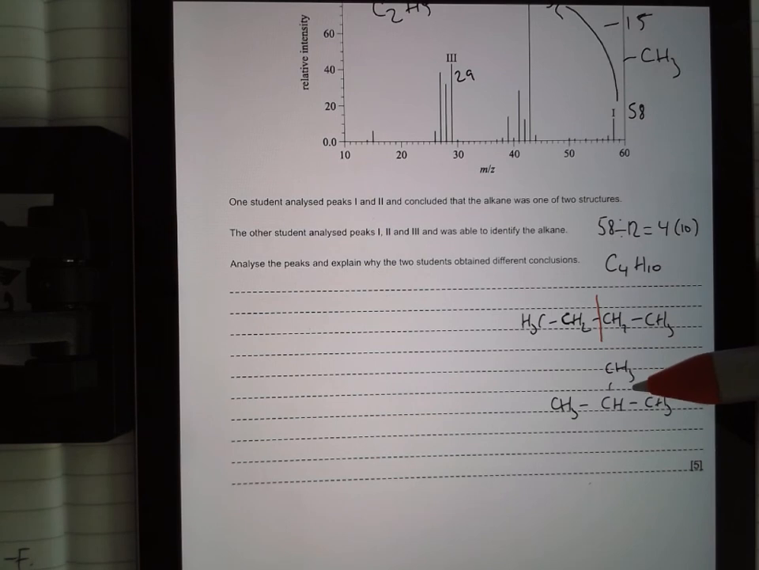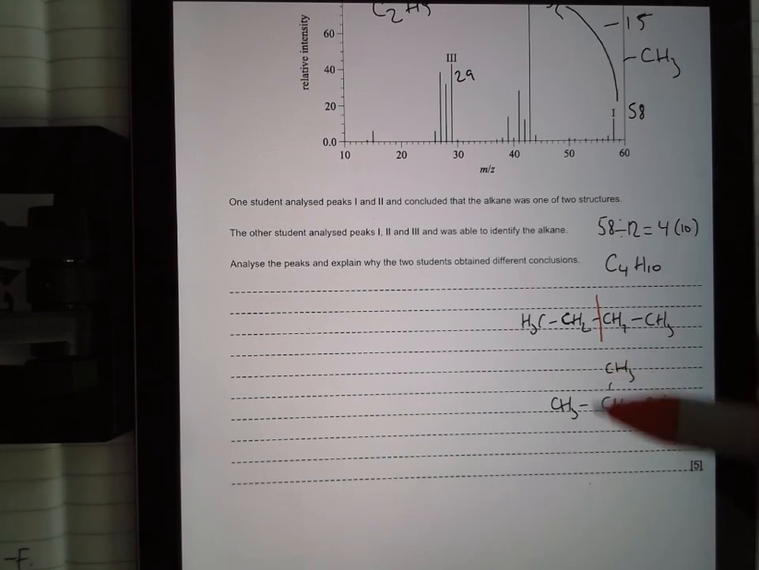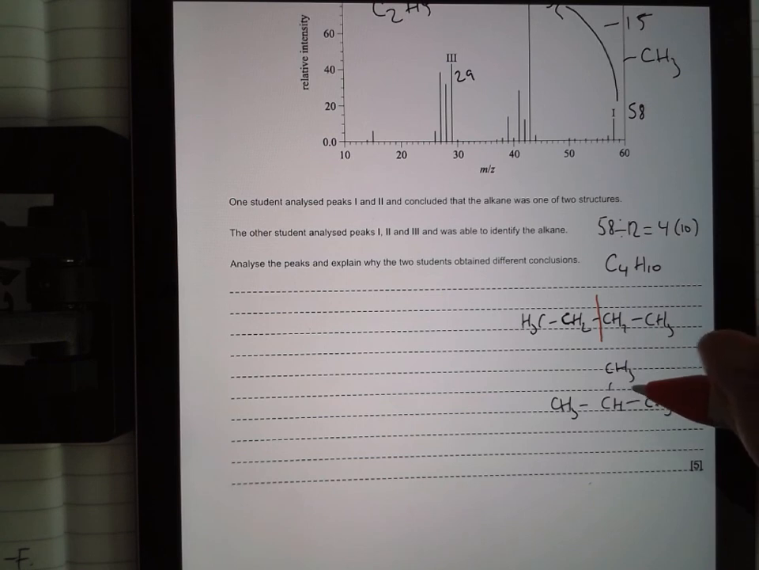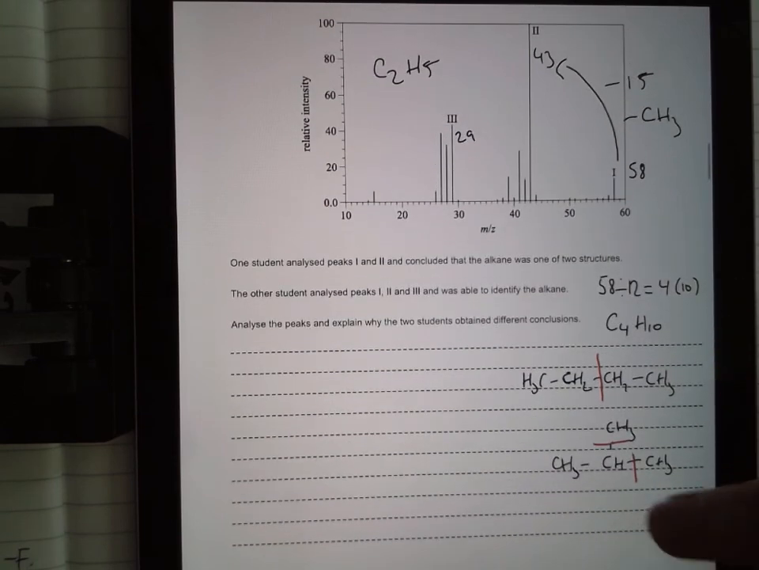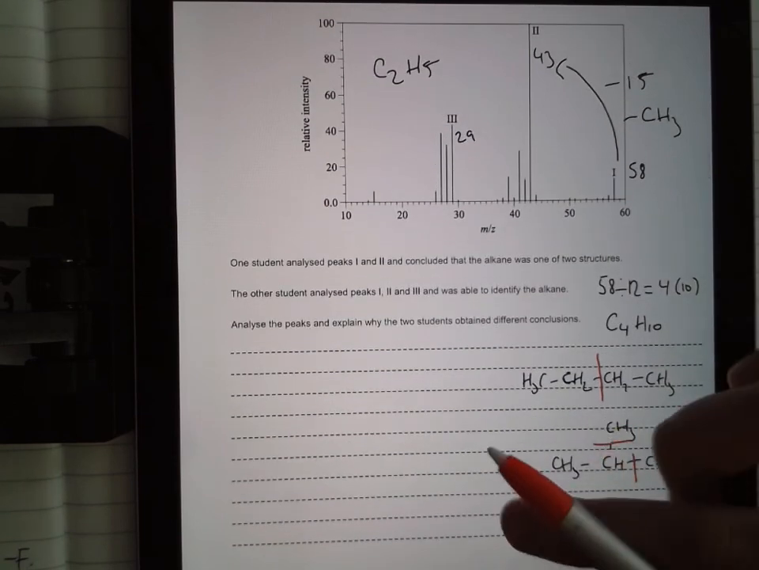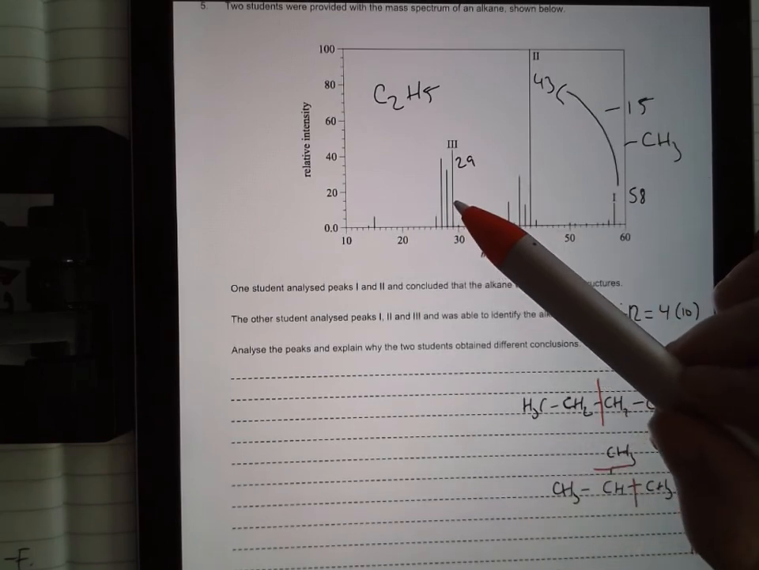If I look at my 2-methylpropane, there is no way I can break this molecule that gives me a fragment of C2H5. If I break this bond here, I'm left with C3H7. If I were to break this bond here, I'm left with C3H7. Even if I were to break 2 bonds, this one and this one, I'm left with C2H4. It doesn't matter how many bonds you break, you're not going to be left with a fragment of exactly C2H5. So if my structure was 2-methylpropane, this peak would not exist.